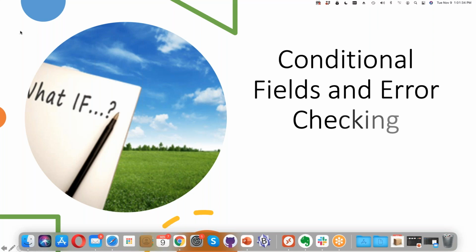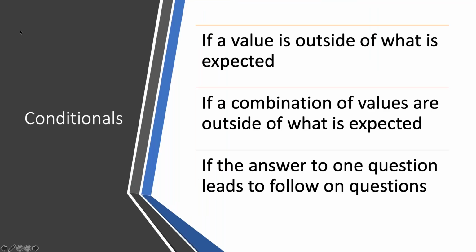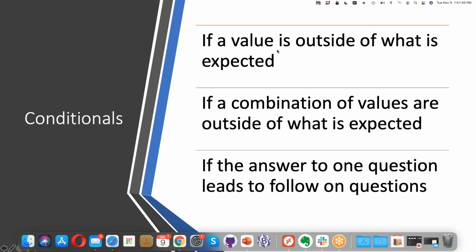So let's talk a little bit about the conditions. Think of the conditions as what if scenarios. So what if a value is outside of what's expected? I'll give you an example about that in a minute, but let's say there's a field and it holds weight, and if you put in a weight that's much higher than what's expected, maybe you could get an error or something like that. The next is, what if a combination of values together are outside of what's expected?